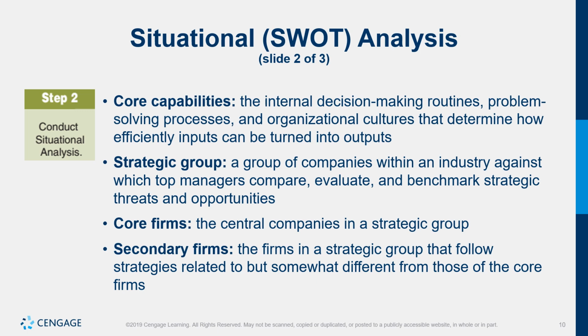Core capabilities are the internal decision-making routines, problem-solving processes, and organizational cultures that determine how efficiently inputs can be turned into outputs. Strategic groups contain core, secondary, and transient firms. A strategic group is a group of competitors within an industry against which top managers compare, evaluate, and benchmark strategic threats and opportunities. Core firms are the center companies in the strategic group. Secondary firms are the firms in a strategic group that follow strategies related to, but somewhat different from, those of the core firms.